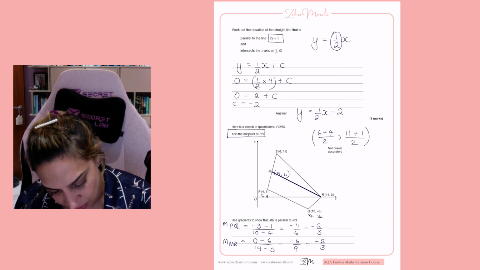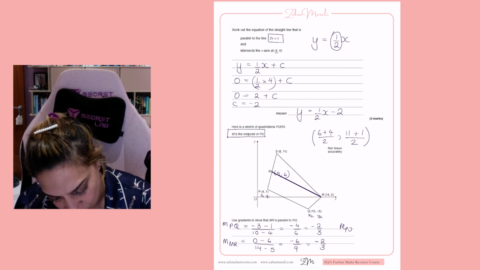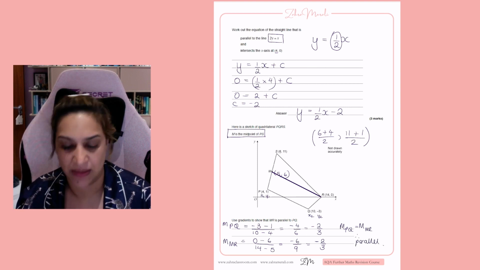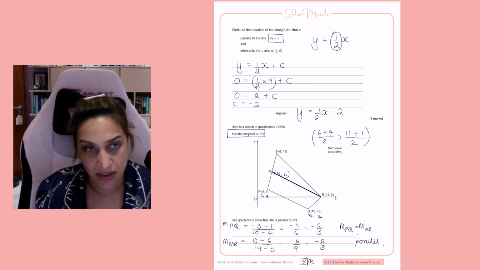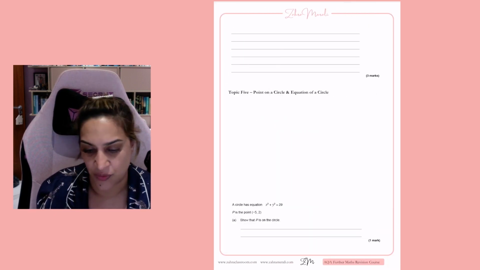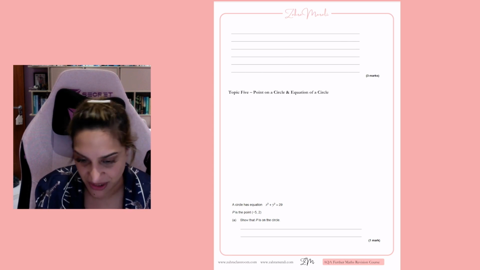And so you're going to say m_PQ equals m_QR, therefore parallel. And you've shown your work and got your marks. And I think this question in total was just 3 marks. Well, still, it was still 3 marks.